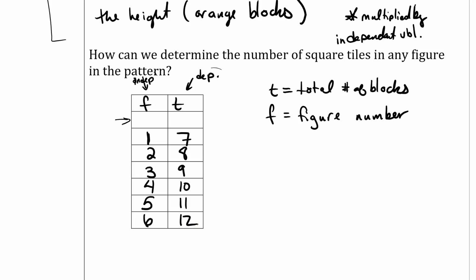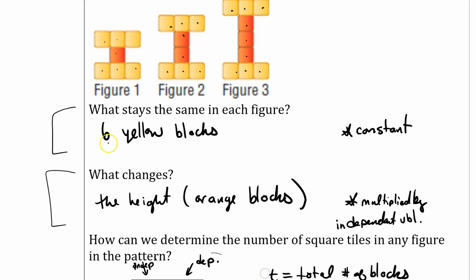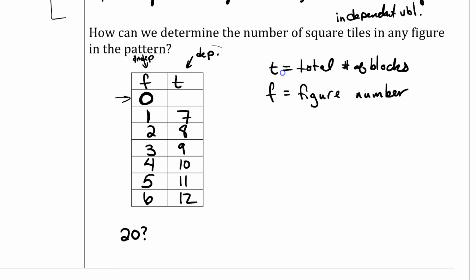I want to ask you something here though. What do you think figure 20 is going to have? Think about it. Well, if I start with our constant, I'm going to call this our 0th figure. Our 0th figure represents the thing that stays the same. The thing that stays the same is the 6 yellow blocks. So we're going to call this 6.